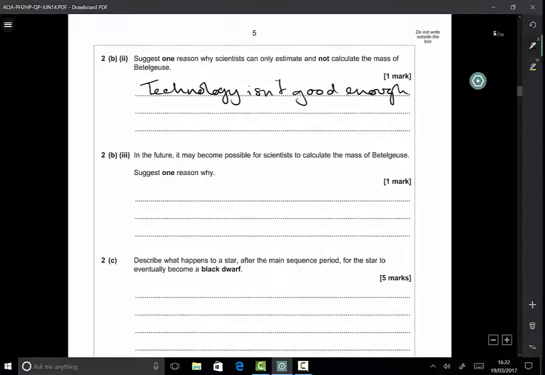Okay, so in the future it might become possible for scientists to calculate the mass of Betelgeuse. Why? Well, we said technology isn't good enough yet. Technology could improve. Yep, it's stating the obvious.